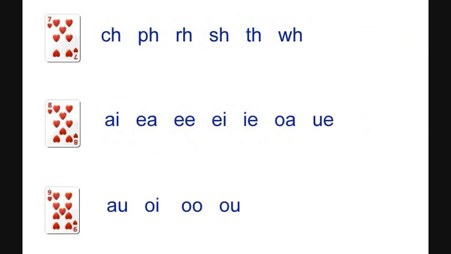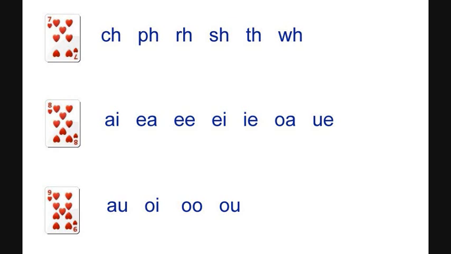When some letters are next to each other in words, they have a different sound. Look at the seven of hearts. The sounds are Ch, F, R, Sh, Th, W.